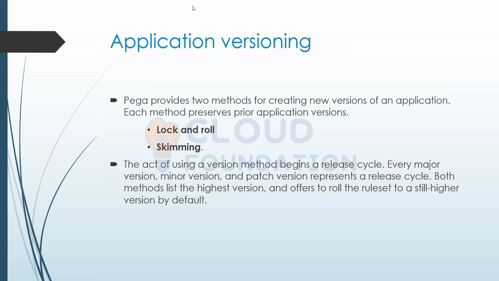When should I use which one? Which method or which process is suitable for which scenario? Okay, so let's talk about that. Lock and roll is something you use when you're targeting minor changes, right? Probably some patch related changes, or smaller level minor changes.